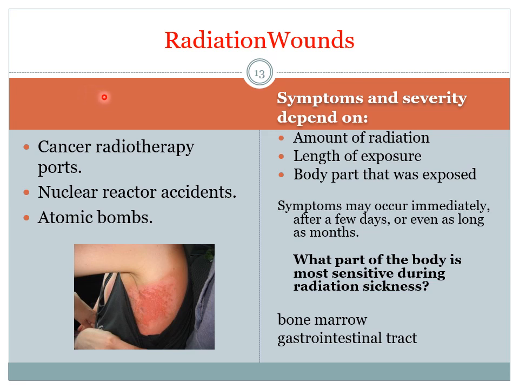Exposure to radiation, and this may be iatrogenic during cancer radiotherapy, that's to say induced by the doctor, or during accidents of nuclear reactors or atomic bombs. These kinds of radiation wounds depend on the amount of the radiation, the length of exposure, and the body part that is exposed. Therefore, the symptoms and severity vary greatly. They may occur immediately after the exposure, or after a few days, and the damage and symptoms may continue for as long as months after that.